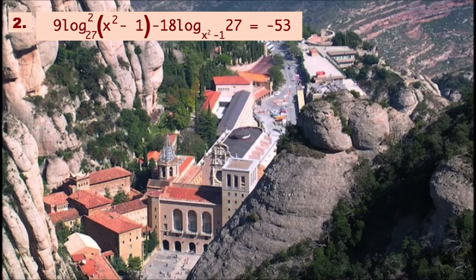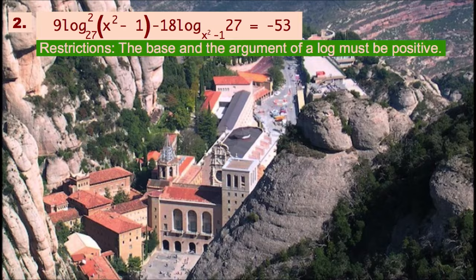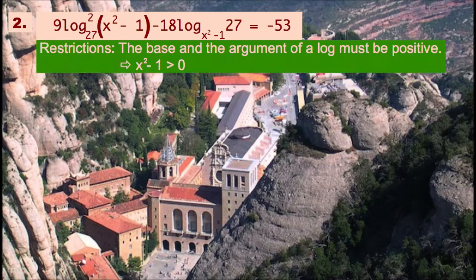Question 2. 9 times log base 27 of the quantity x squared minus 1, everything squared, minus 18 times the log base x squared minus 1 of 27 equals negative 53. So first we should assess our restrictions. The base and the argument of a log must be positive. So our first takeaway is that x squared minus 1 should be greater than 0.